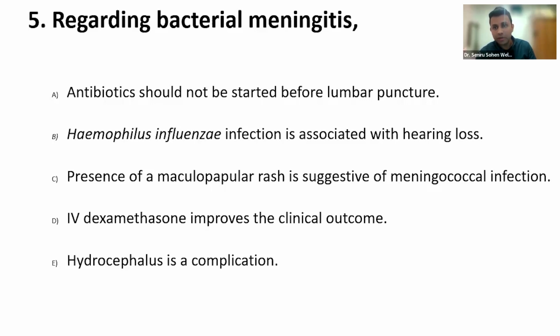You need to add additional antibiotics like ampicillin if you're suspecting listeria, especially in extremes of age and immunocompromised individuals. Along with these antibiotics, you need to give the patient IV dexamethasone, and this should be given along with the first dose of antibiotics or before the first dose of antibiotics. But in this day and age, it's likely that most of these patients may have received oral antibiotics from GPs prior to coming to hospital, and the benefit of dexamethasone may be reduced.